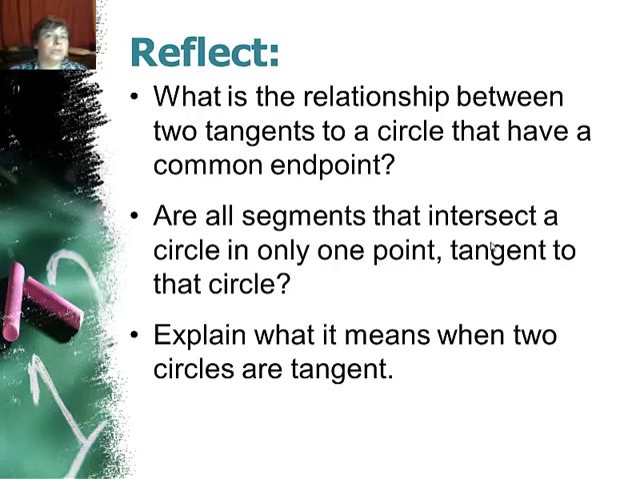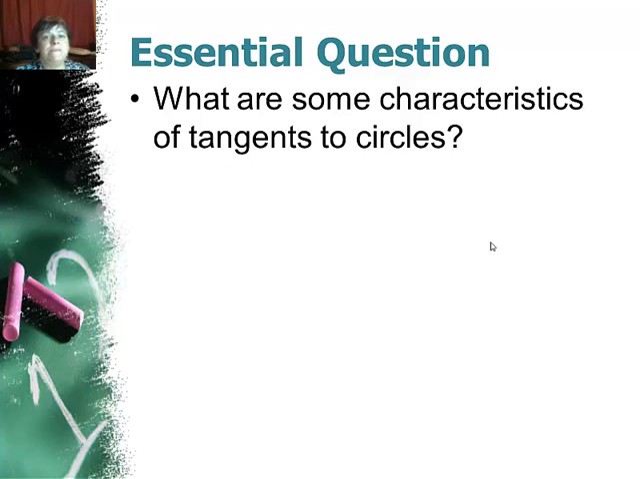Explain what it means when two circles are tangent. Remember, they can be tangent internally or tangent externally. And then finally, what are some characteristics of tangents to circles? Hopefully you realize one of the big things is that they are always perpendicular to the radius at the point of tangency. So we'll be dealing a lot with right triangles. The other cool thing is when you have two of them that are tangent to a circle and they have the same external endpoint, the segments from the endpoint to the point of tangency will be congruent.